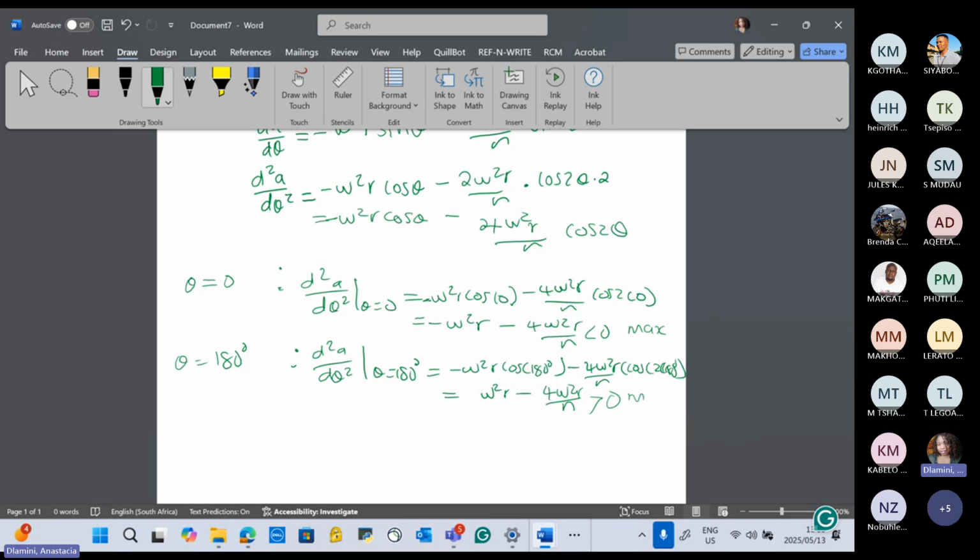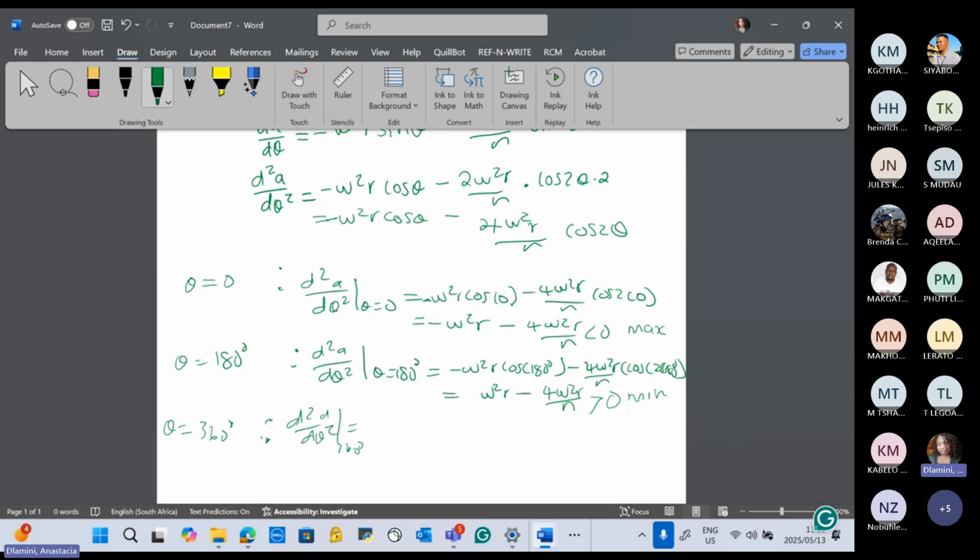So this is where the minimum lies. Did that make sense, guys? Yes, ma'am. Then theta is equal to 360 degrees. What do you think the answer will be? The cos will be equal to 1 in this case.